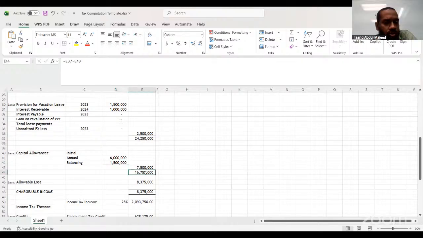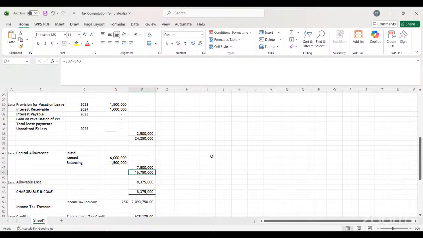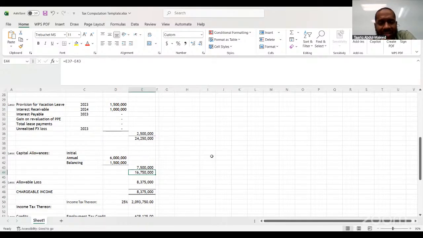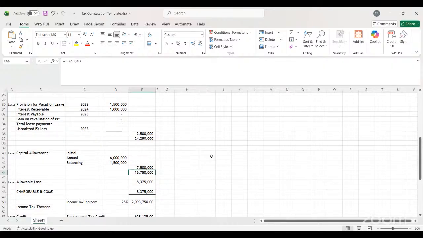Sir, even though it was sold in June, you have recognized the entire annual allowance? Yes. Full amount. It's not depreciation, you're not prorating it. You sell it, that's what it's worth. Remember, they said this is accumulated capital allowances, right?